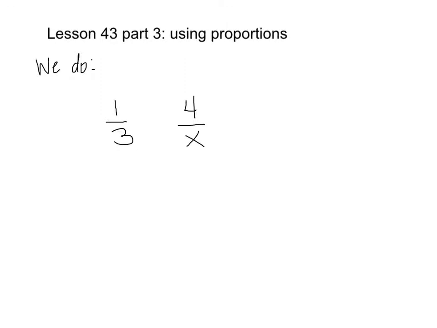So in this lesson, we're looking at what numbers would make these two ratios proportional. And this is a we do, so go ahead and copy this down. So I have the ratio 1 to 3 and the ratio 4 to some unknown number x. And in the previous lesson, what we learned is that one of the ways to see if something is in proportion is to multiply the crosses. Well, we can use this knowledge to solve what x is. So let's go ahead and do that.